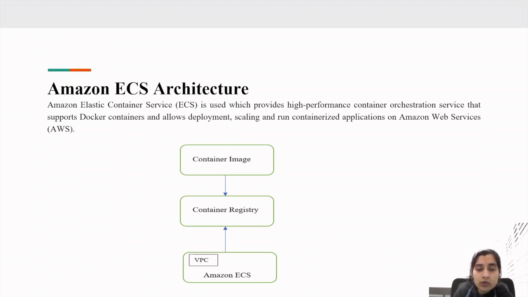In this flow diagram, a container image is basically a set of instructions that are used to create containers and is stored in a container registry. That container registry may be Amazon ECR or Docker Hub and is accessed by Amazon ECS. And here VPC is a virtual private cloud. This is used for network isolation or security purposes.